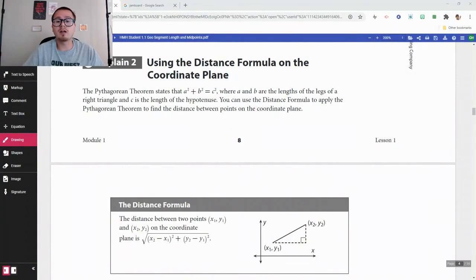We're back. Today we're going to continue what we were working on with 1.1 segment length and midpoints for geometry. So hopefully you already watched part 1. If you didn't, make sure you do that now. You should have a good understanding of the basics. So now we're going to go into distance formula and talk about what that looks like.